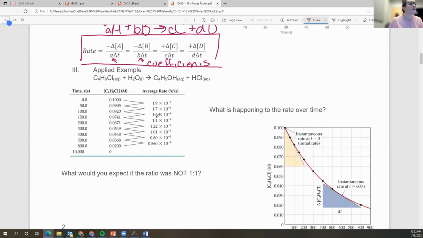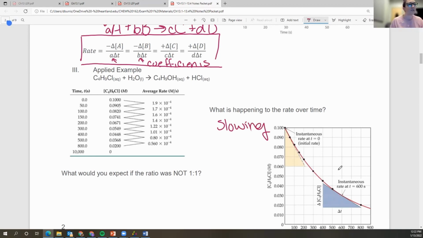So if you notice in this specific reaction, the rate is decreasing over time. It's going slower and slower and slower, which would make sense, right? Because I'm using up my reactant. So as I have less and less of it, my rate is going to slow down. So what is happening to the rate over time? It is slowing. As those reactants get used up, it's going to slow down over time.